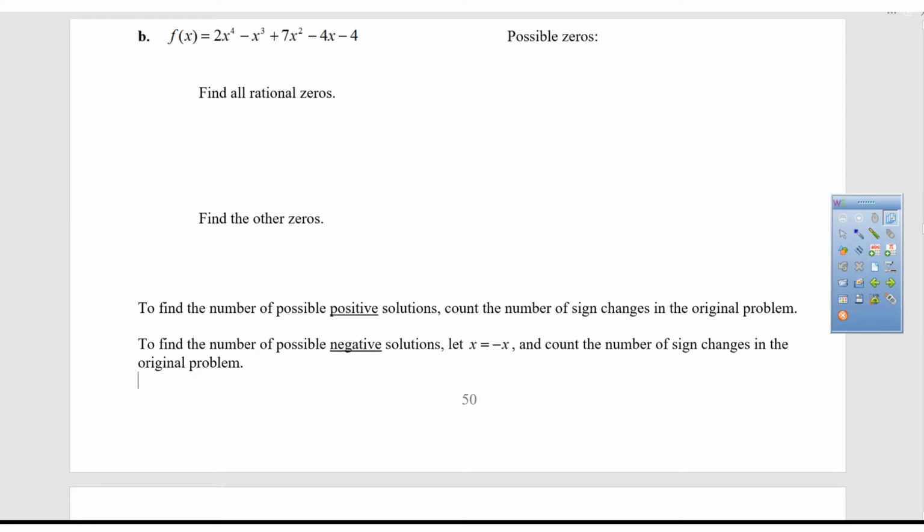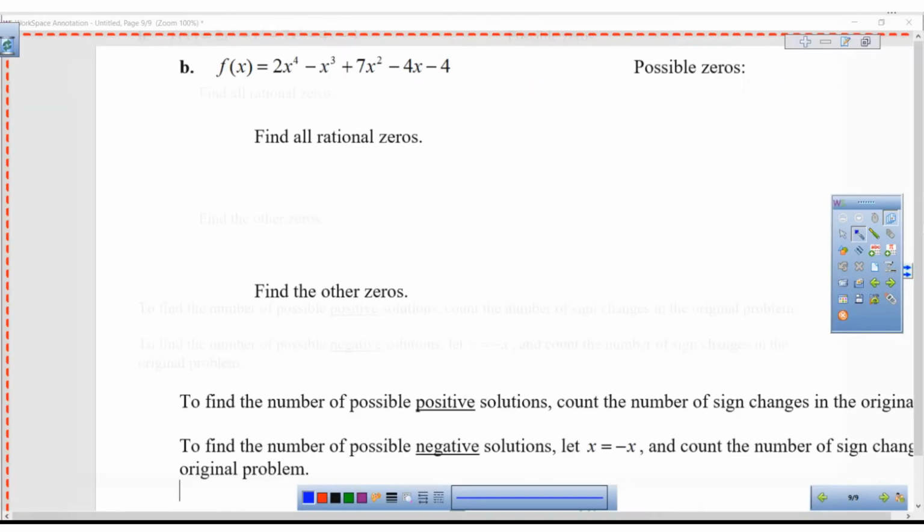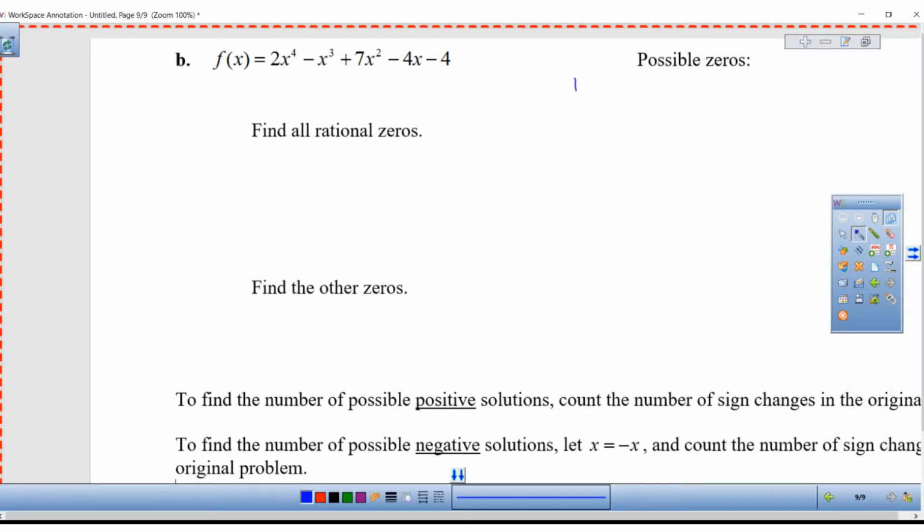There we go. Okay, so possible zeros are going to be plus or minus, then a parenthesis. What goes into that constant? 1, 2, and 4. What goes into the leading coefficient, which is a 2? 1 and 2. Make sure you don't write it like that. So it's plus or minus 1 over 1 is a 1. 1 over 2 is 1/2. 2 over 1 is a 2. 2 over 2 is a 1.